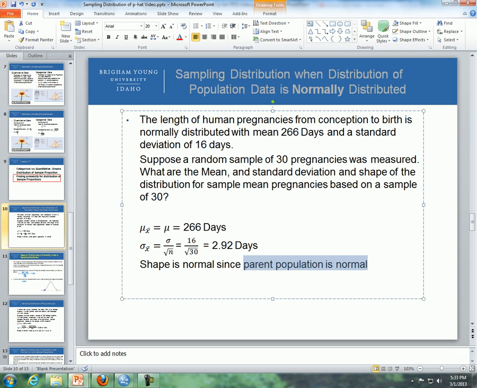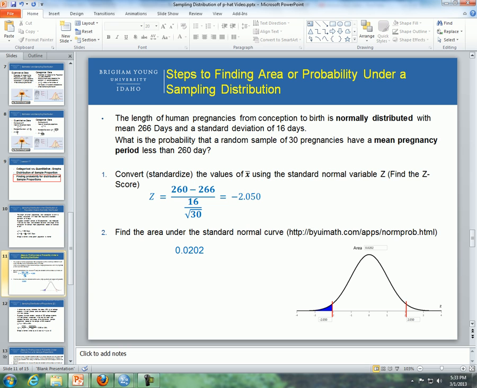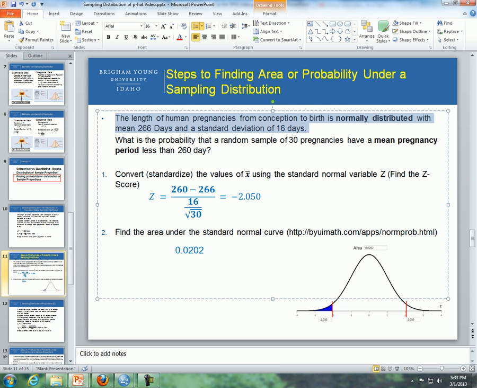We have a sample size of 30, but since the parent population is already normal, the distribution of sample means is also normal. So then what we did, going back to Unit 1, is that we can find area under a distribution of sample means. So length of human pregnancy from conception to birth is normally distributed with a mean of 266 days and a standard deviation of 16 days. What is the probability that a random sample of 30 pregnancies have a mean pregnancy period less than 260 days?